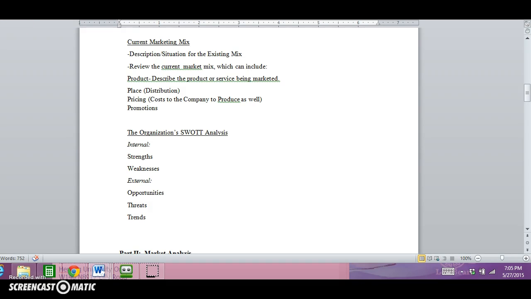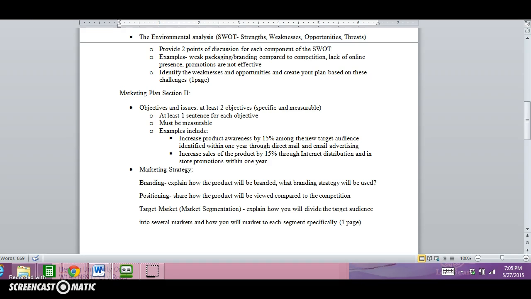It'll impact your business so that you can prepare for that and be on top of the trend when it does happen. Okay, so now we're on to part two of the marketing plan. Again, this is also due in week 5. You're going to share the objectives and issues, at least two that are specific and measurable. At least one sentence for each objective.